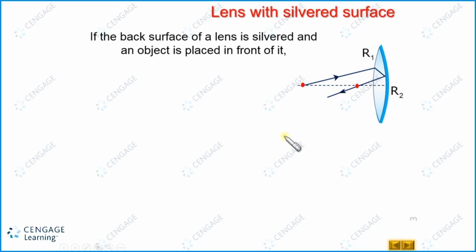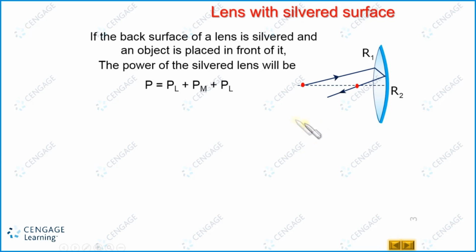Here we can define the power of this system as power of the lens plus power of the mirror plus power of the lens. So we can write power of the system is equal to PL plus PM plus PL. Now we can write this is equal to 2PL plus PM, right? Now we can calculate this value, that is the power of the lens and power of the mirror.